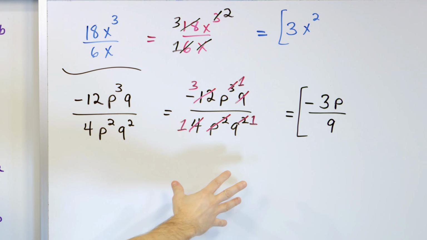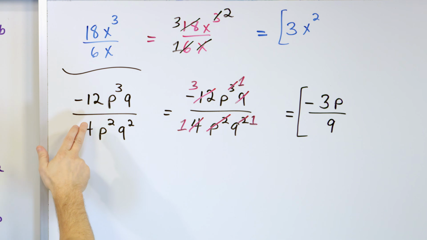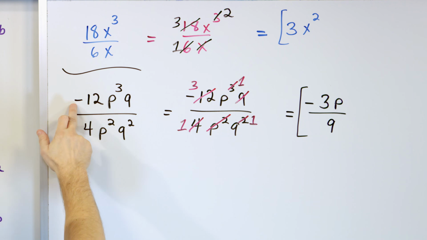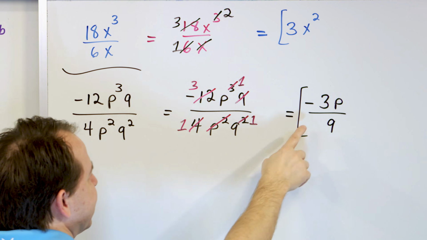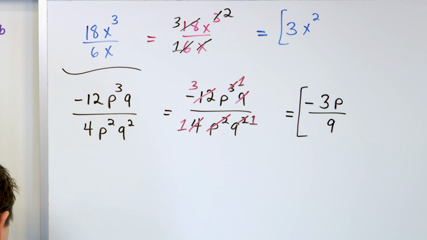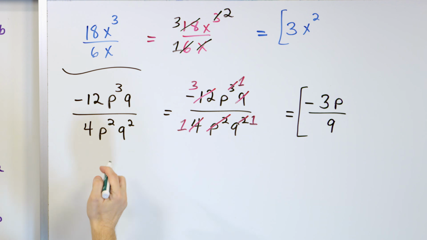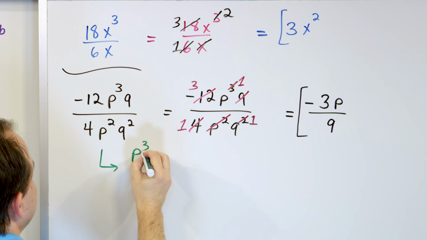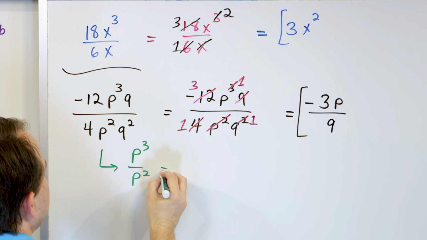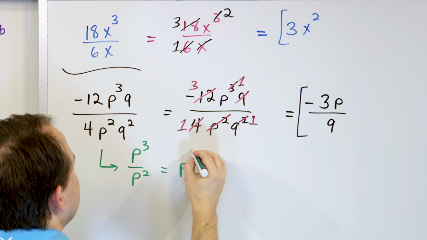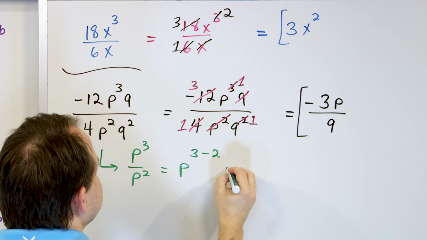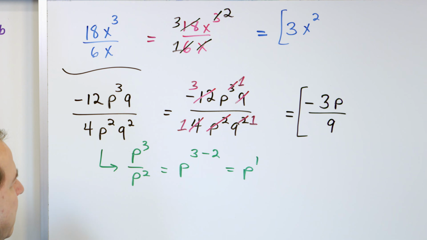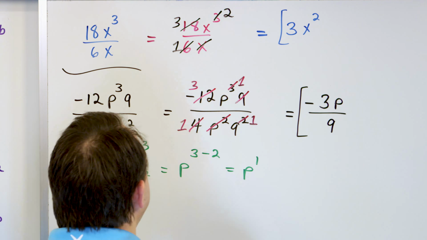We can do it the way we've done it here, or you can take a step back and say negative 12 divided by 4 is negative 3. That's where that comes from. And then I want you to think about just the p's for a second. What we had, the p's here, was p cubed over p squared, which, according to the rule over there, is top exponent minus the bottom exponent, which is p to the first power. So that's why this is p to the first power.